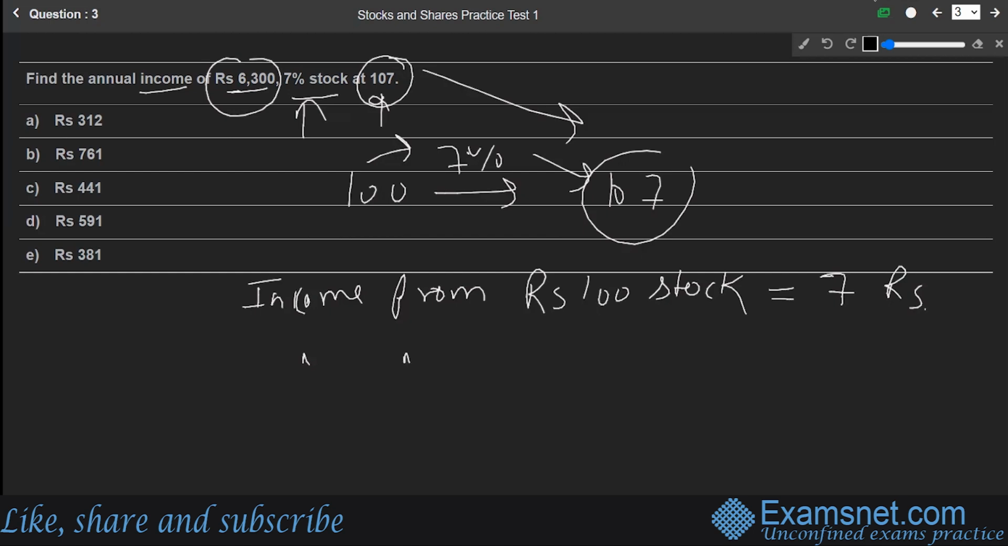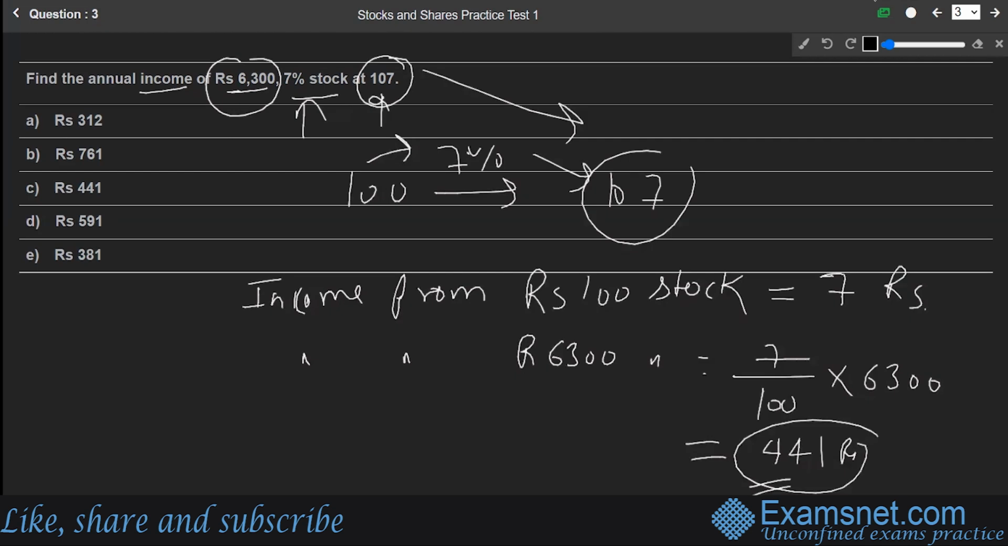So income from rupees 6,300 stock will be nothing but, first of all, income from one share, that is 7 by 100, into how many investment, 6,300 is the investment. If you solve this, you're going to get the value as 441 rupees. So that is the actual income received from an investment of 6,300, and that is available in option number C.